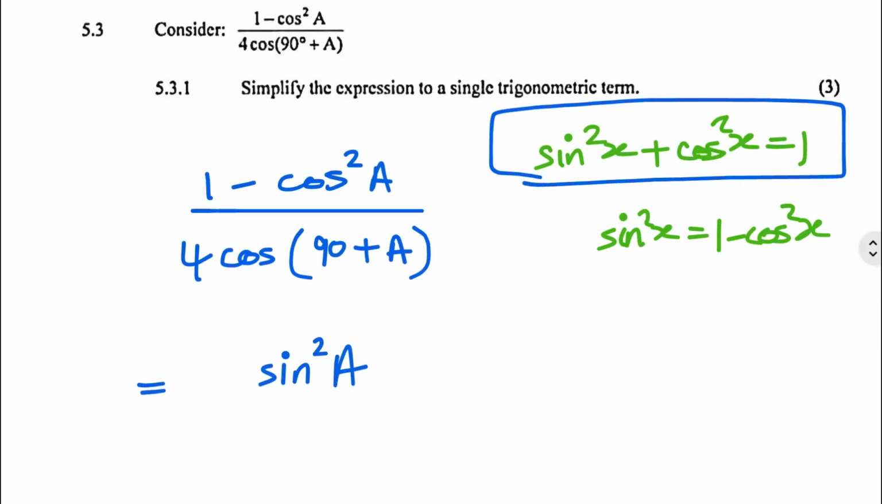And this is being divided by 4 times cos of 90 plus a. Remember, that's a co-function, and it's in the second quadrant. Therefore, cos becomes negative sine a. Negative because it's in the second quadrant, where cos is negative, and cos changes to sine because of the 90 degrees.